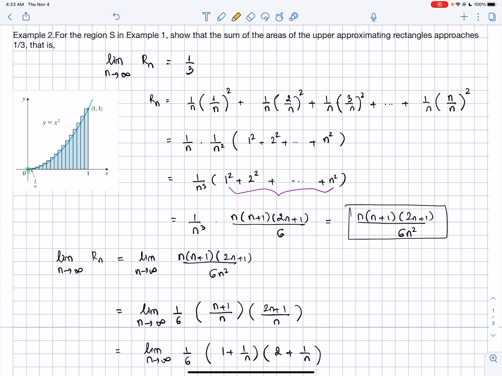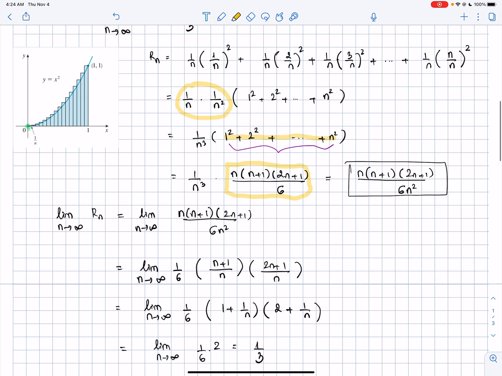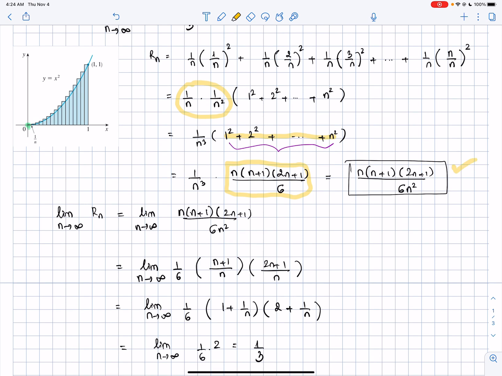Then we factor out the common factors, which are 1/n and 1/n squared. So we get 1 squared plus 2 squared and so on, plus n squared. We have the formula for this: n times (n plus 1) times (2n plus 1), over 6. Then we simplify this expression to get (n plus 1)(2n plus 1) over 6n squared.